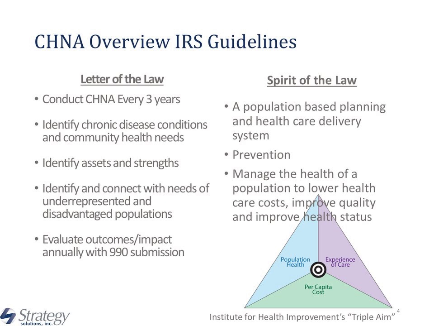All of this series of presentations that we've been doing over the past few weeks to support the CB Tracker group is really based on the spirit of the law of the Community Health Needs Assessment IRS guidelines. Yes, we know from the letter of the law we have to do certain things every 3 years, as the IRS says. But really the spirit of the law is encouraging us to move toward a population-based planning and delivery system, to really focus on prevention and to manage the health of a population so that we can lower health care costs, improve quality, and improve health status, which is the triple aim.